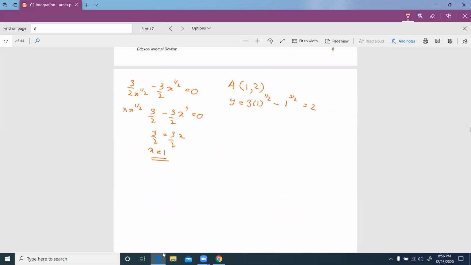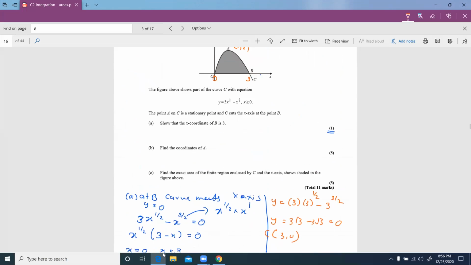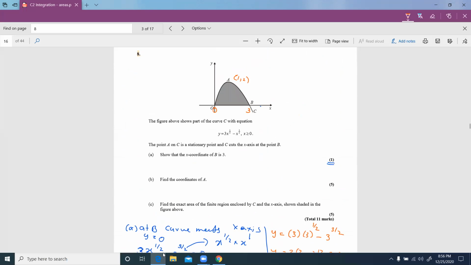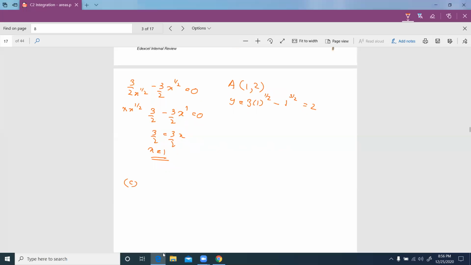If you need to find the area, you can understand that you have to integrate the curve from 0 to 3. This function you can integrate. So you can integrate from 0 to 3, 3x to the power half minus x to the power 3 over 2. If you integrate this, it turns up to 3x to the power half plus 1 is 3 over 2, over 3 over 2. Minus x to the power 3 over 2 plus 1 is 5 over 2, over 5 over 2, from 0 to 3.